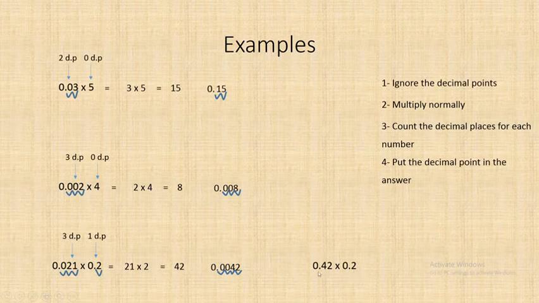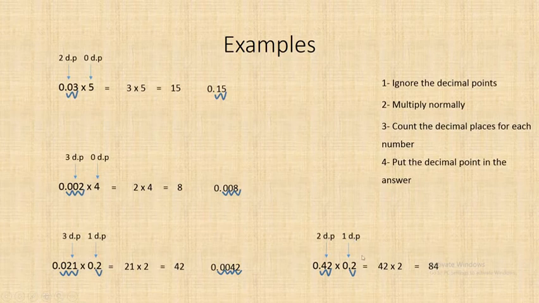Another example, 0.42 times 0.2. So here in this example, I will just ignore the decimal point and multiply normally. So I will have 42 times 2, which is going to be equal to 84. And after that, count again the decimal places. Yes, 2 decimal places. And here for the other number, it's only 1 decimal place. So at the end, I will count 3 decimal places for the answer. So I will just write down 1, 2, 3, put the point, and here it's 0. So the answer is going to be 0.084.